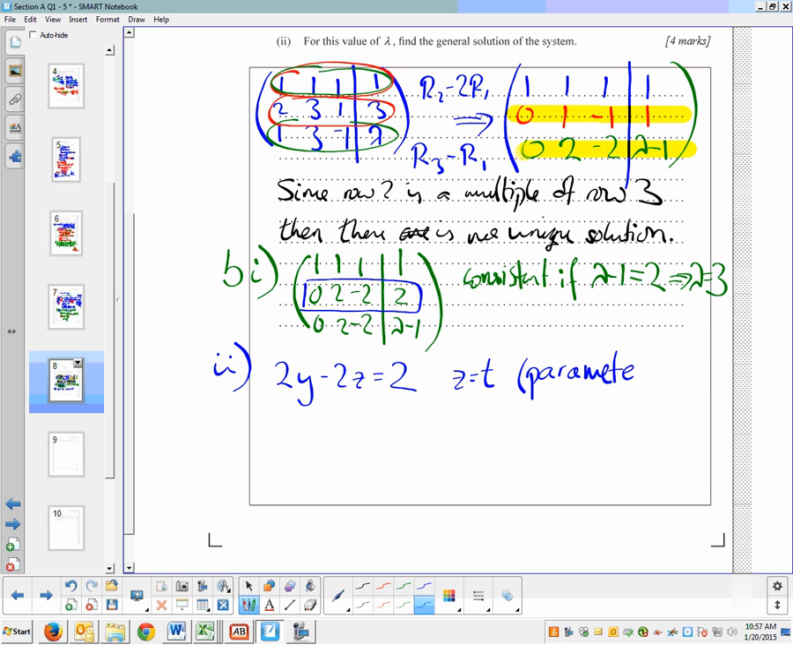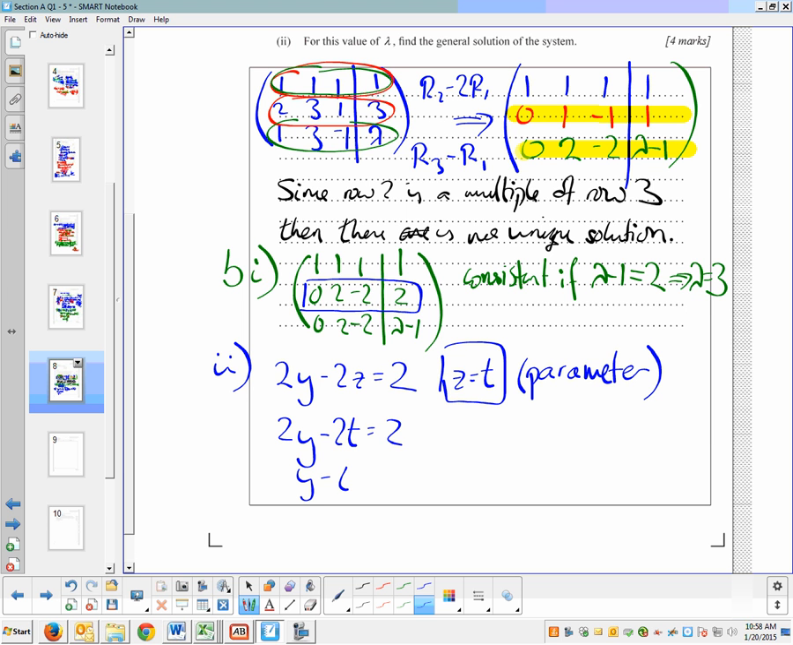Don't have to use z, you don't have to use t, as long as you set a parameter, and don't use lambda, obviously. Lambda's already got a use. Just going to confuse yourself. So we've got z equals t. That's one part of my parametrization. It's not a word I'm good at saying.